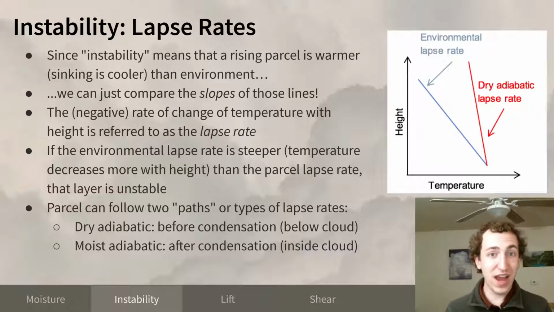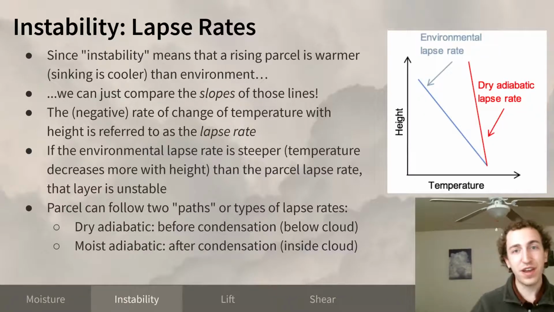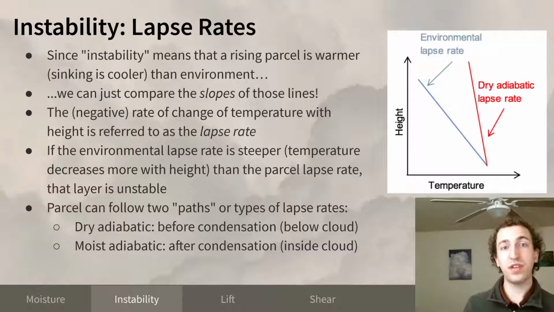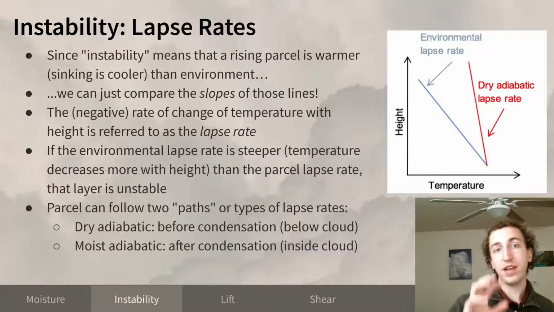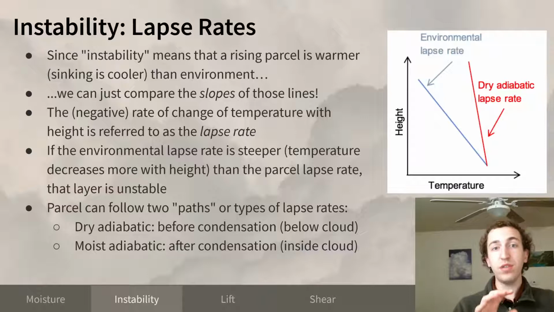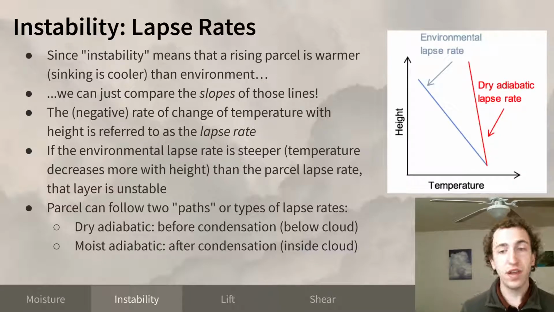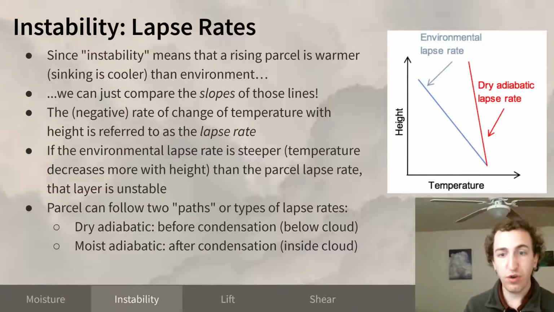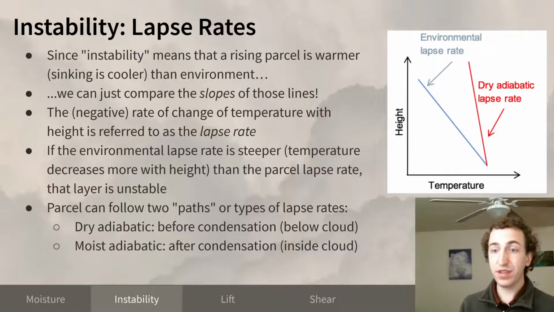I mentioned dry adiabatic. Hopefully that's not too scary of a term. Adiabatic really refers to the fact that there's no heat exchange between the parcel and the environment. It just stays as an isolated unit with the type of air that it started with, and there's no heat exchange, but it does respond and equalize to the pressure of its surroundings. So dry adiabatic is simply what it does. There's no moisture effects going on here. So it's before there's condensation, which in practice really means it's below the cloud layer.